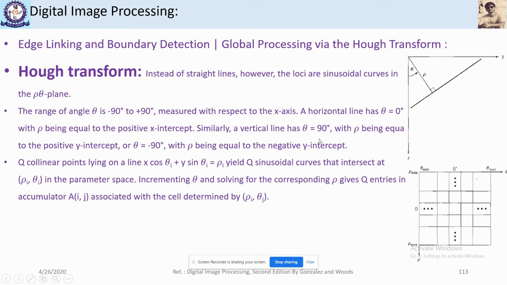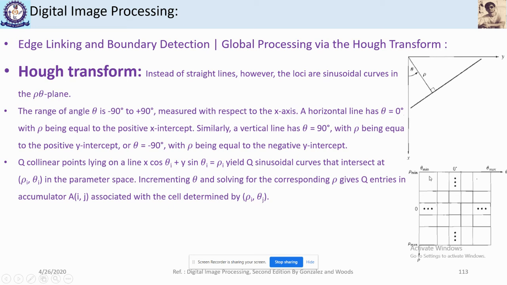Similarly for vertical lines, theta will be 90 degrees. Vertical is this way, the normal will be parallel to the y-axis, and in that case theta will be 90 degrees and rho will be equal to the y-intercept. In another case theta can be minus 90 degrees if it is over here in this direction, and rho will be minus the y-intercept. So theta will vary from minus 90 degrees to plus 90 degrees, and rho will vary from some negative value to some positive value, because for the y-intercept we get negative rho too.